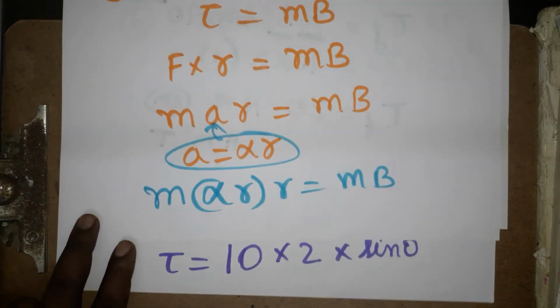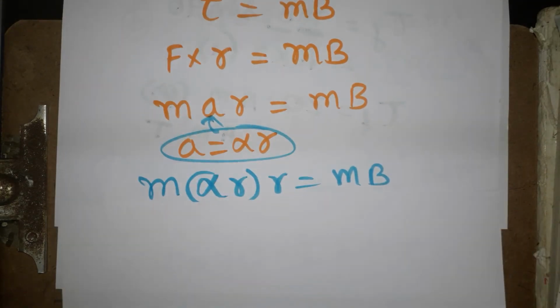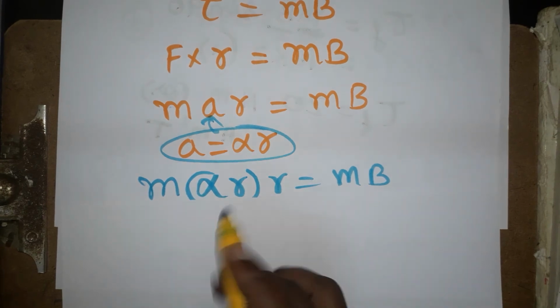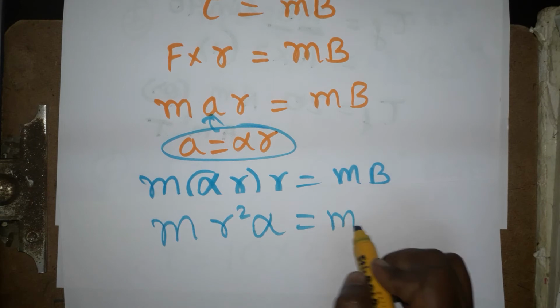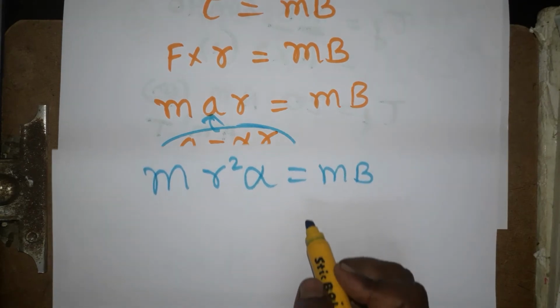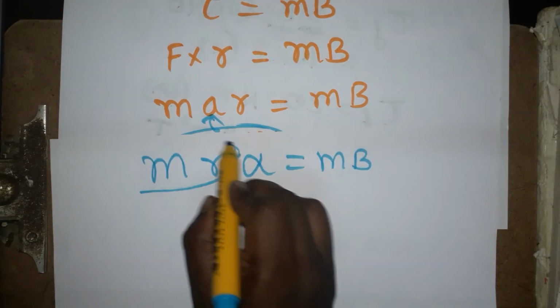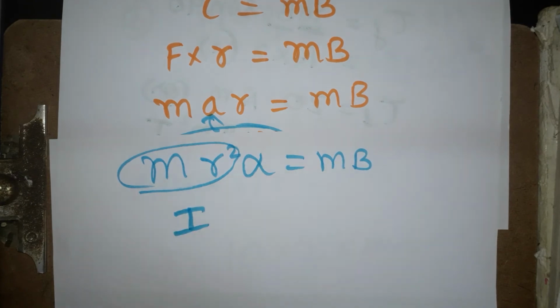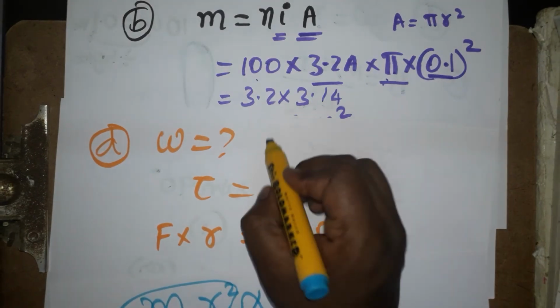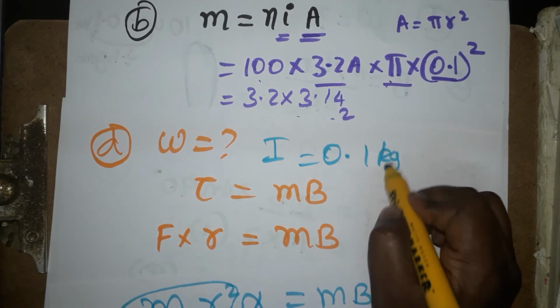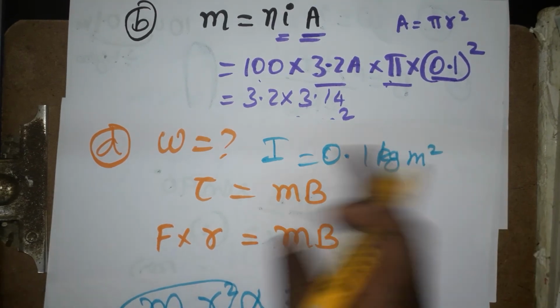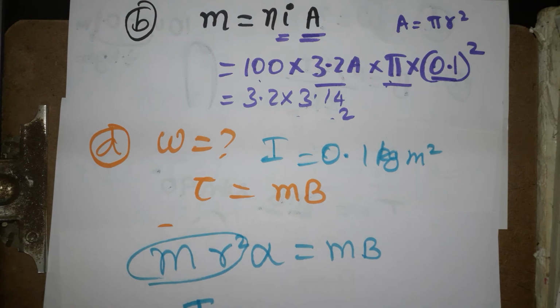What about the next equation? So m r square alpha is equal to mb. Now very simple. m r square is going to be the inertia. Inertia is also given in this question. Inertia is going to be 0.1 kg meter square, which is given in the question. So now what I can do, see here.